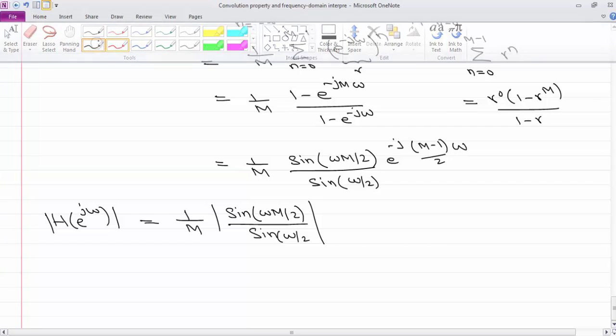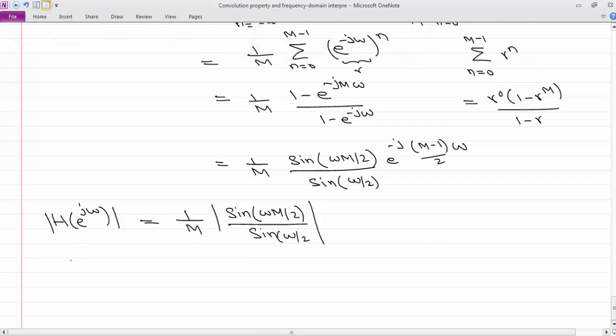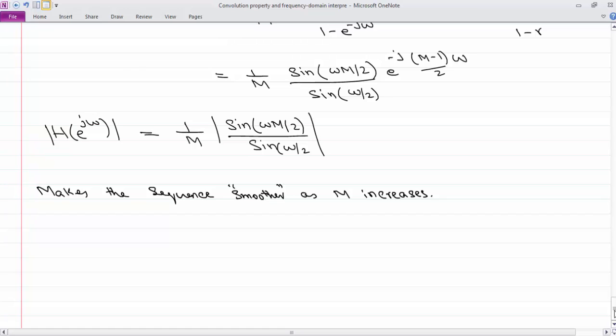So to reiterate, the moving average filter makes the sequence smoother as m increases. That concludes our discussion of the frequency domain understanding of discrete time systems, which is very similar to continuous time systems. We gave an example of the moving average filter to help us better understand what the frequency domain analysis can teach us.